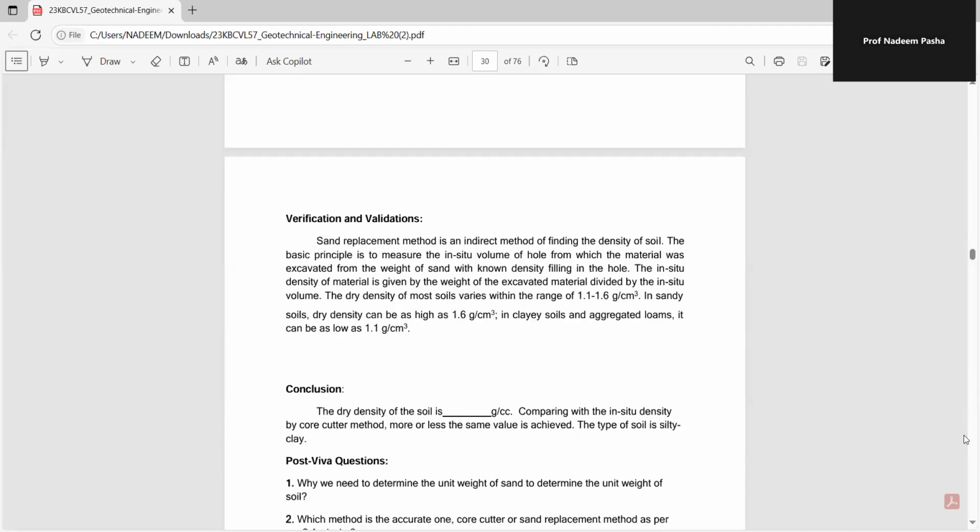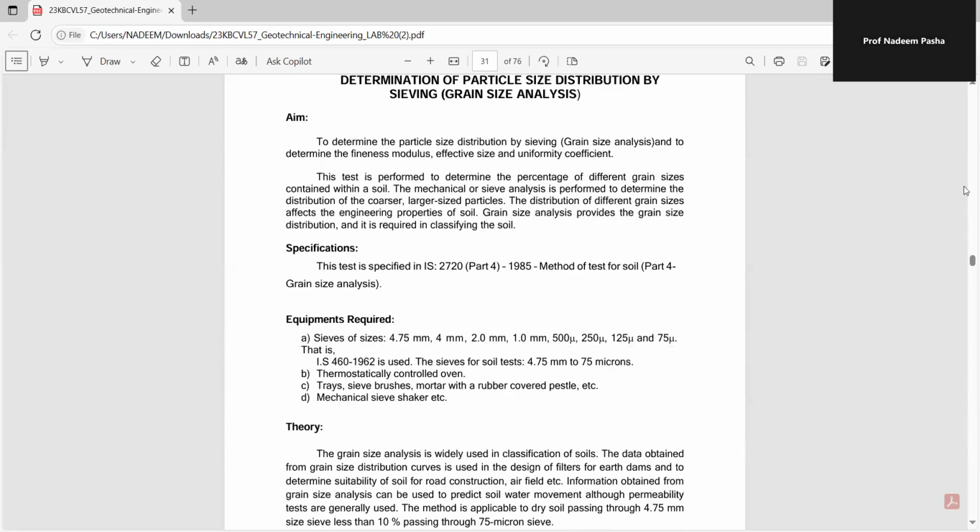So determination of water content is left; that we will see in the next class.